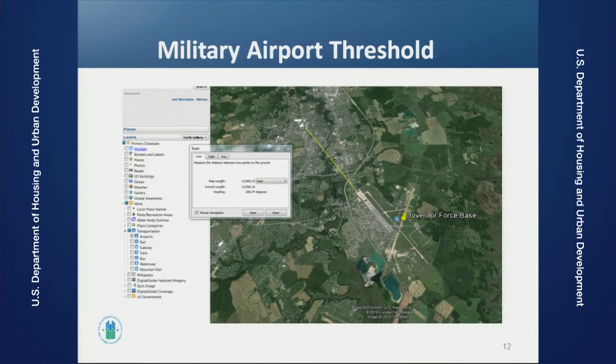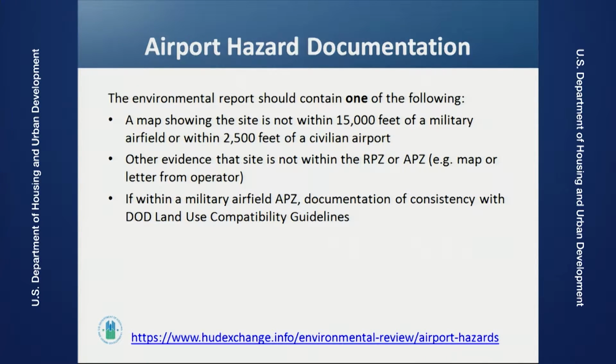This is another example of a map that you may actually get in the environmental report. This one says, I believe it says 15,008 feet. That really is too close to call. You're going to want to talk to the airport operator and find out whether or not this project is located in the APZ 1 or 2.